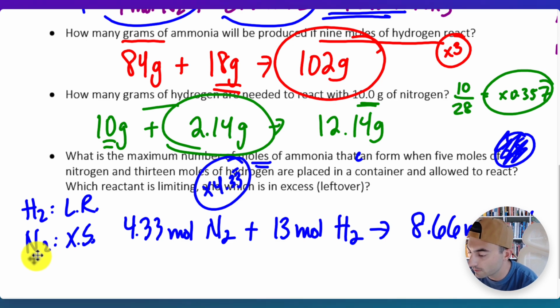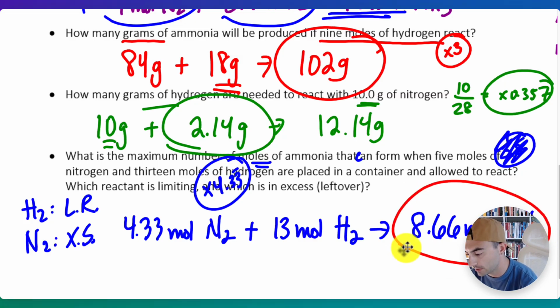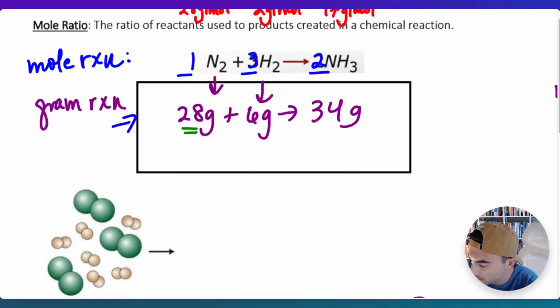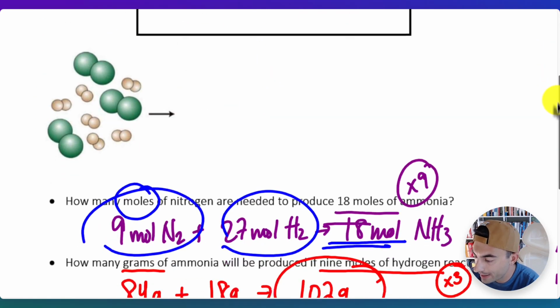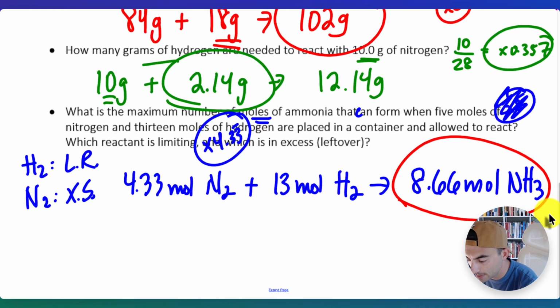What's the maximum number of moles of ammonia that can form? It's going to be this amount, right? Because that was the amount that could form with the least scale factor. It's 8.66 moles of NH3, ammonia. If they asked for grams, I can use the molar mass, right? 17 grams per mole, and just convert it to grams, or I can go back and scale the gram reaction with that same scale factor. You're going to get the same answer.